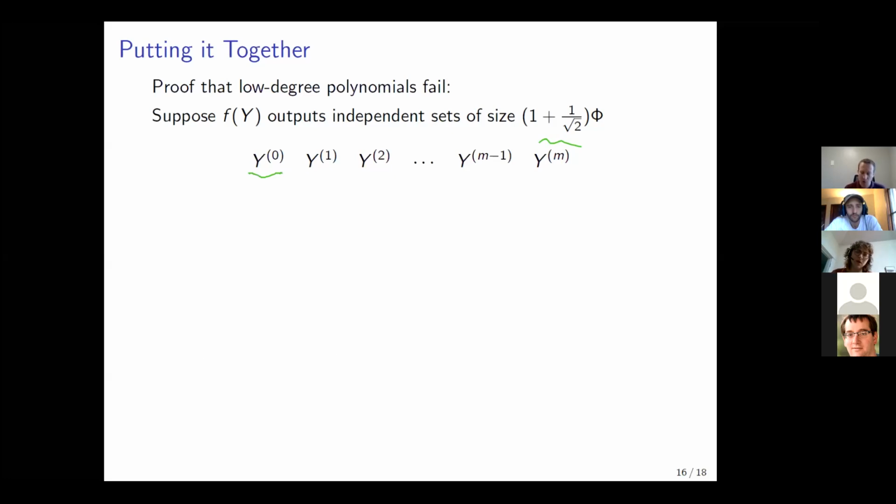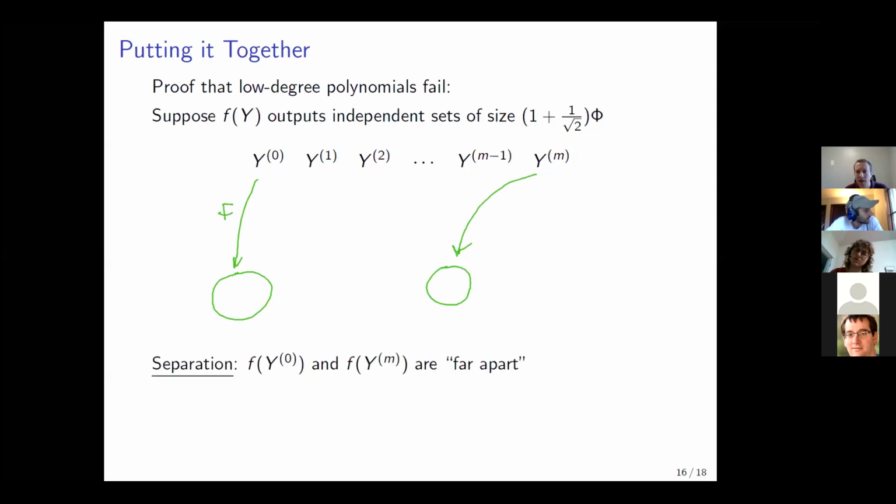And what we're going to imagine doing is applying f to all of these. So I apply f to the first input and I get some independent set here. I apply f to the last input and get some other independent set here. And the first fact that we need is that the first and last independent sets have to be far apart.